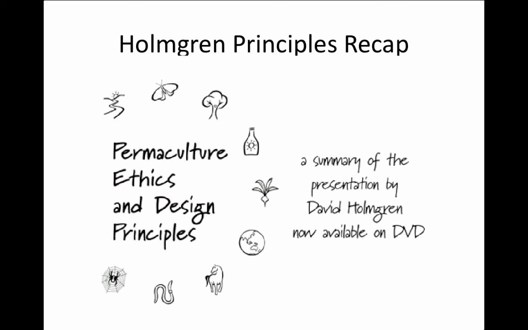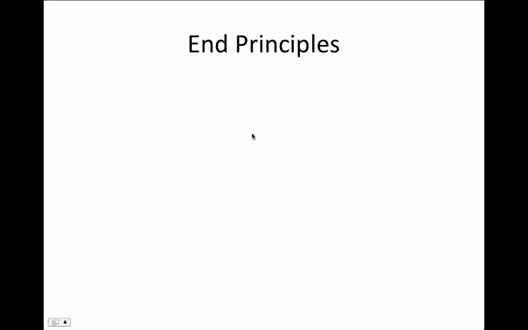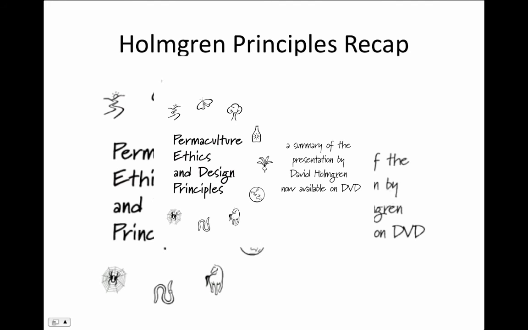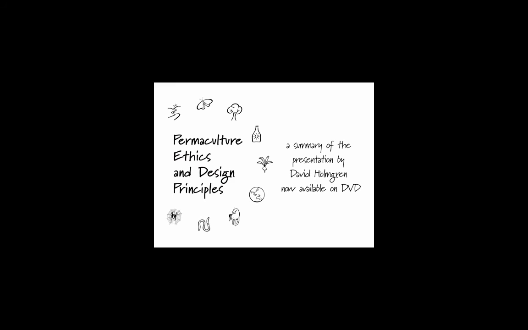I think we're just about to the end here. What I'm going to do is have David Holmgren, who is the other developer of the permaculture design methodology with Bill Mollison, kind of summarize his approach to ethics and design principles. He has a book called Permaculture: Principles and Pathways Beyond Sustainability.